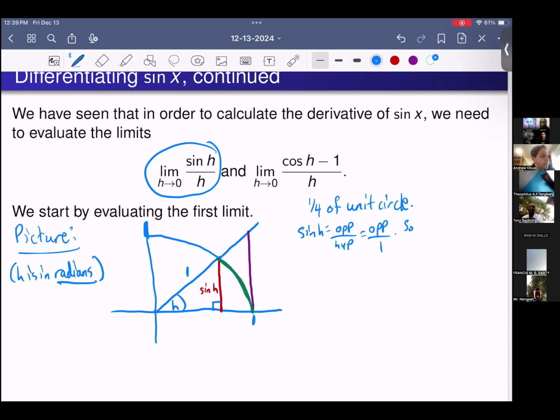Okay, so what about the purple side? Well, for the purple side, I have that this over here is 1. I'm going to do right triangle trig on the big triangle. And then I know that the tangent of h is given by the opposite side over the adjacent side. And for this big right triangle, the opposite side is the purple side, and the adjacent side is 1. Right? So this is equal to the opposite side over 1. And so that means tan of h is equal to the opposite side. So this purple side has length tan of h.